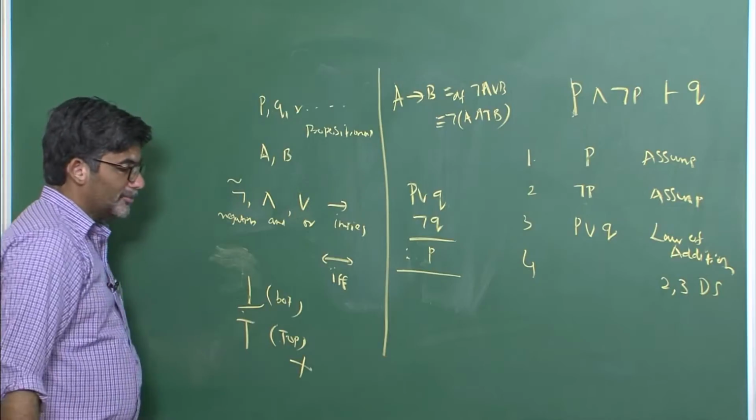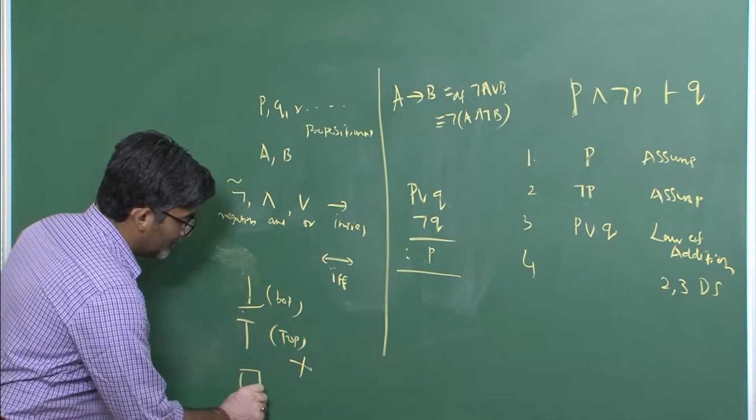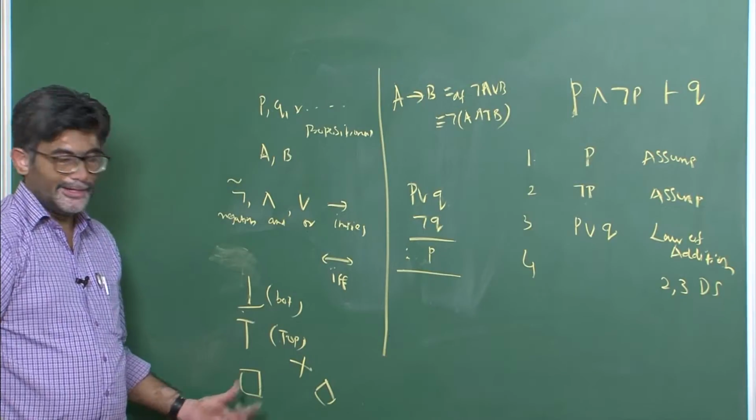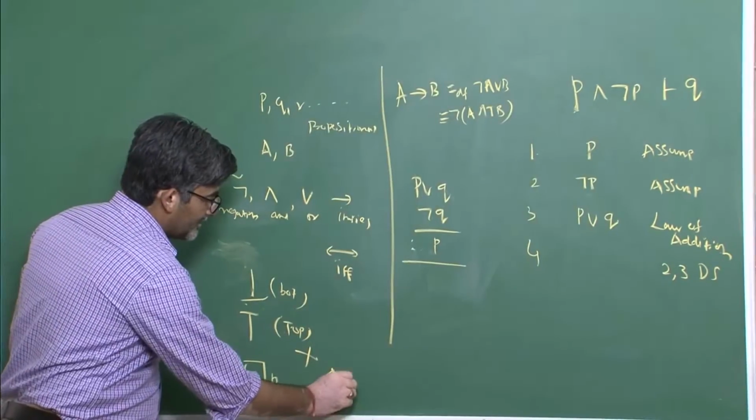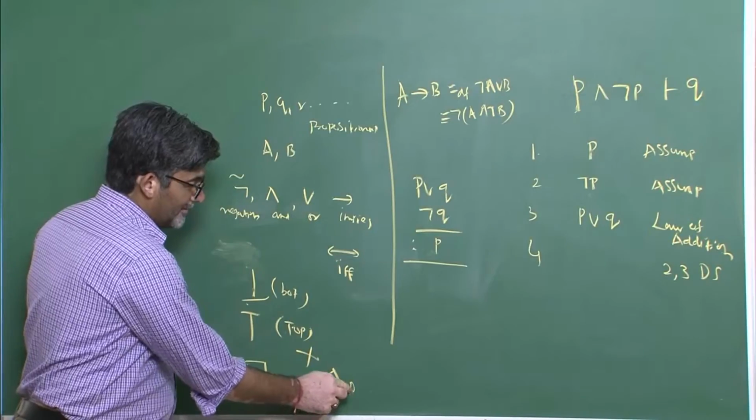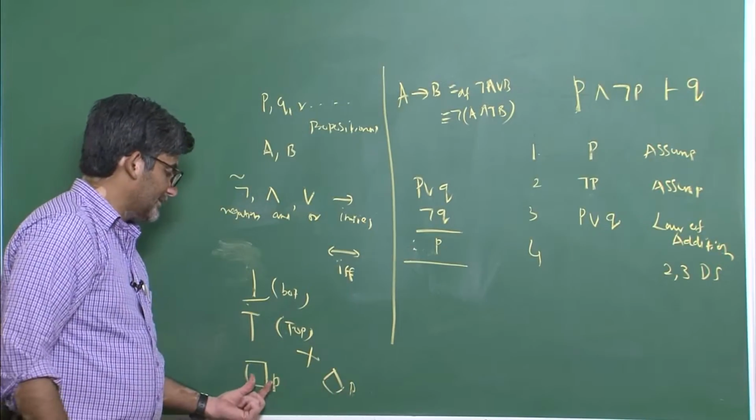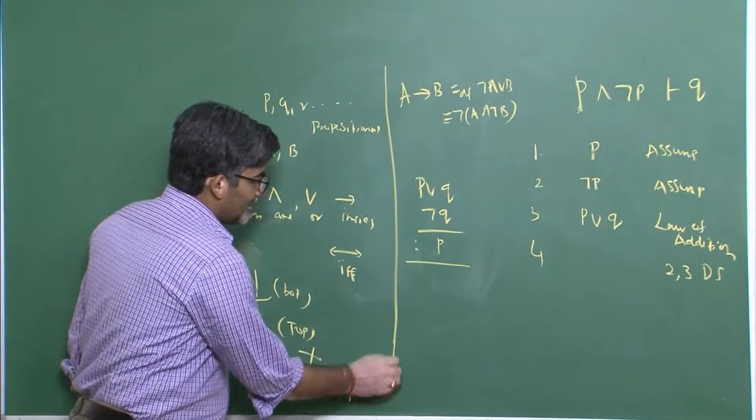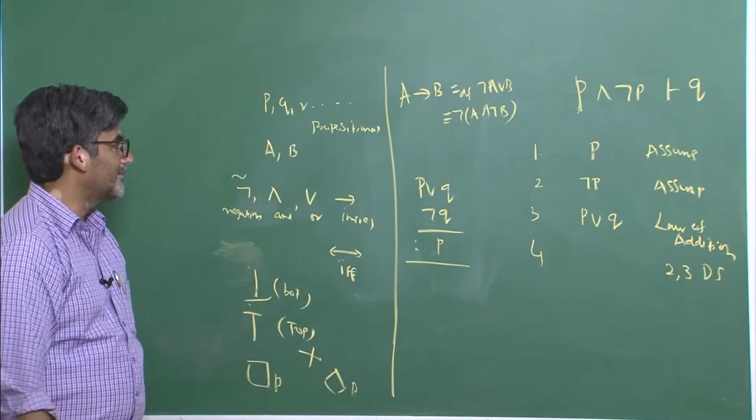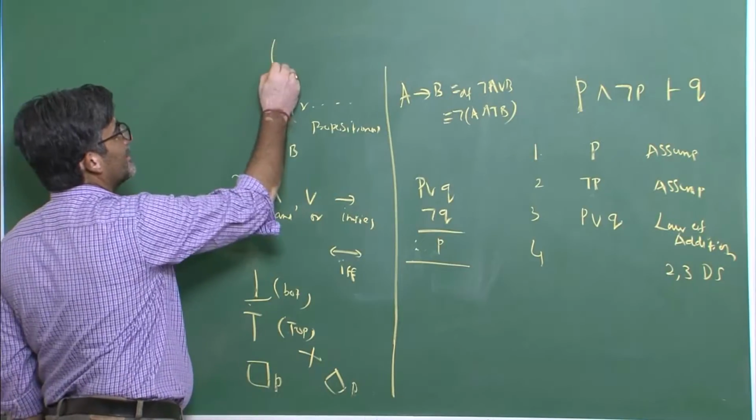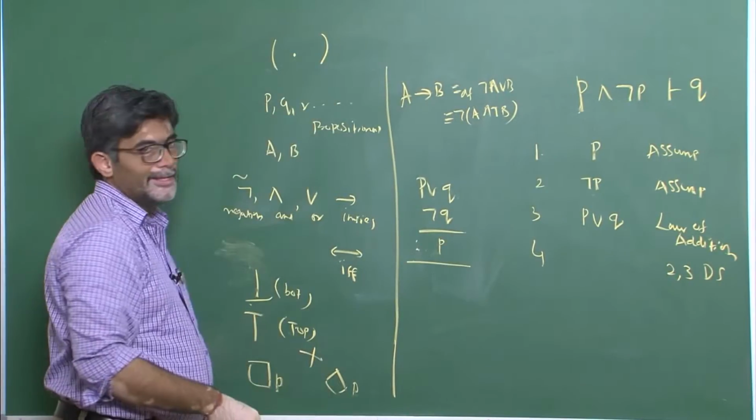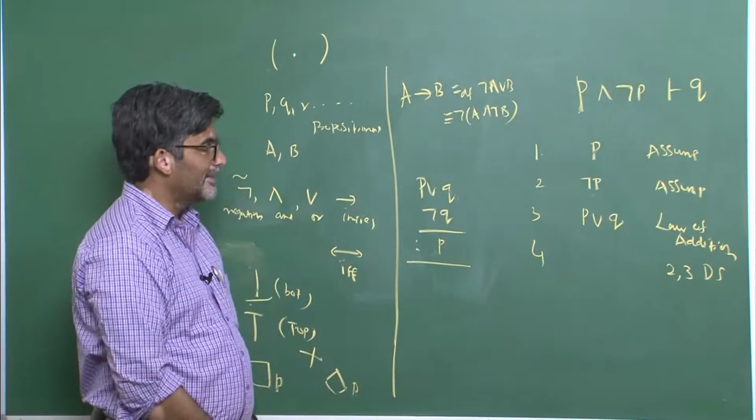Plus, in the modal logics we will be using two other symbols. These are unary operators which act on only one propositional variable. This one stands for necessity of P, and this one stands for possibility of P. So that's all. These are the symbols that I will be using, and these are the conventions that we use. Left parenthesis and right parenthesis are used only for the sake of our convenience.